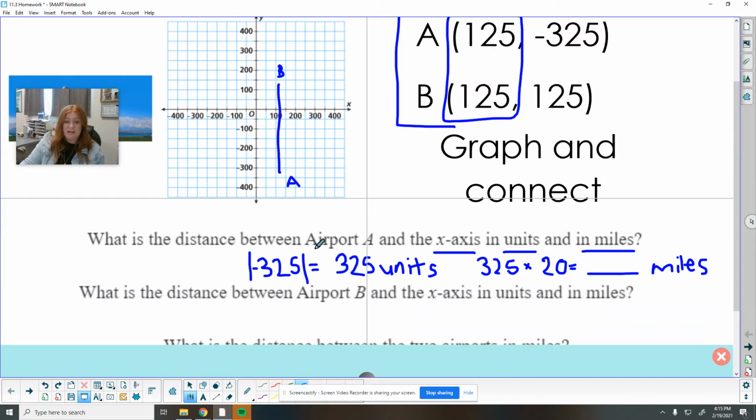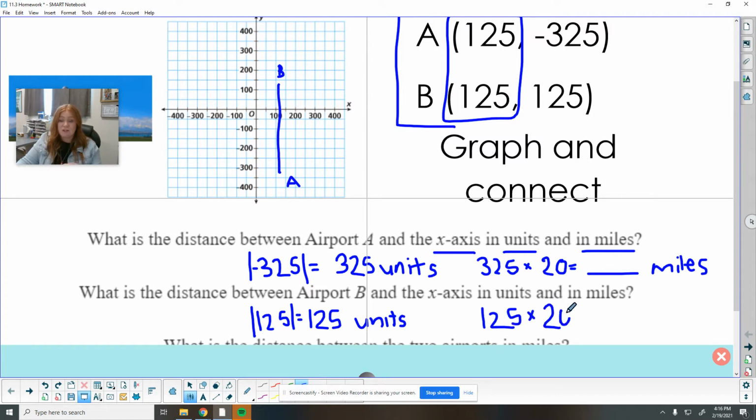Now it wants us to find the distance from B to the x-axis. We're at 125, and to get to 0 on the x-axis, the absolute value is 125. Absolute value just means the distance from 0 in either direction. So our distance is 125 units. Remember, every unit was 20, so we need to make this 20 times bigger to see how many miles we can go.